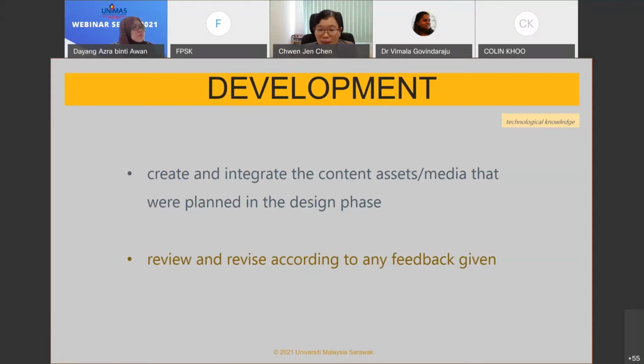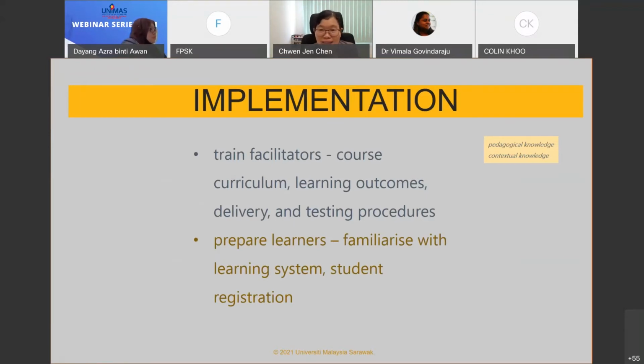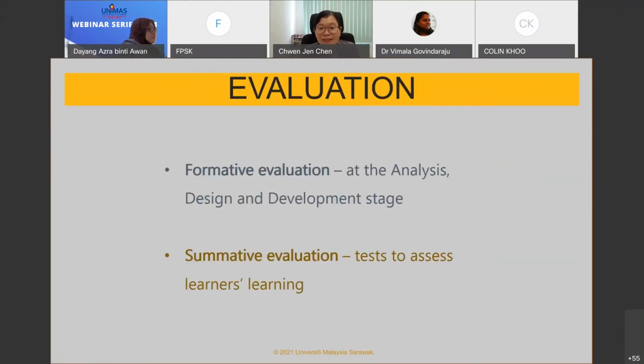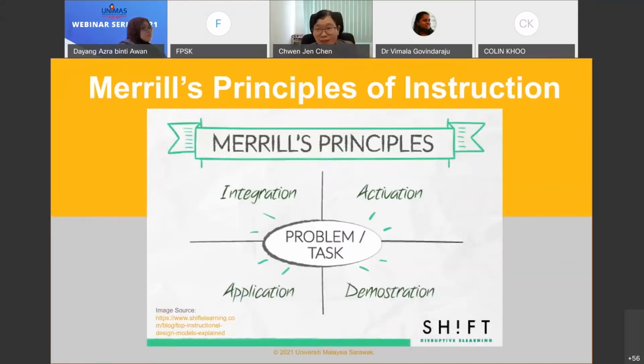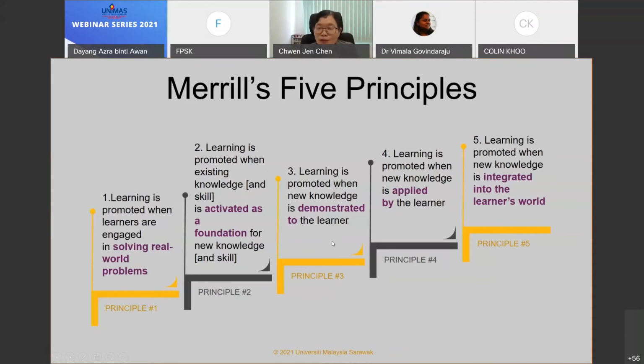And of course, in the development, you may have some revision by getting feedback from your potential students or from anyone. Okay, then you start to implement it. All right, and finally, you can do some evaluation. Right, so basically, this is the idea of that particular model. Okay. Now, you can also employ Merrill's principles of instruction. If you go for problem-based learning, for example, you can try to use this model.